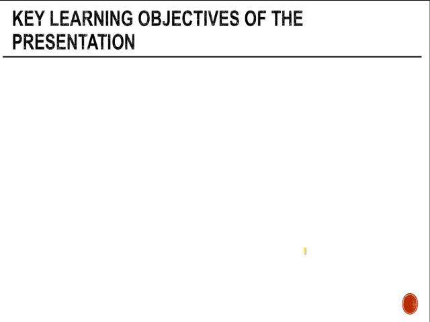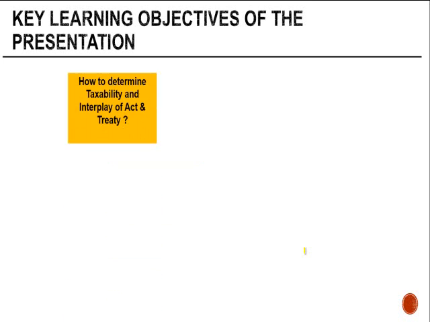Now this is the important slide, which deals with the key learning objectives of the presentation today. Come to think of it, the first and most important question which comes across anyone's mind is, how do you determine the taxability of royalty and FTS? And how does the interplay of the Act and the treaty take place while examining whether or not a particular payment is taxable as royalty and FTS or not. While each of these aspects will be looked at in detail, first let's understand this particular part.